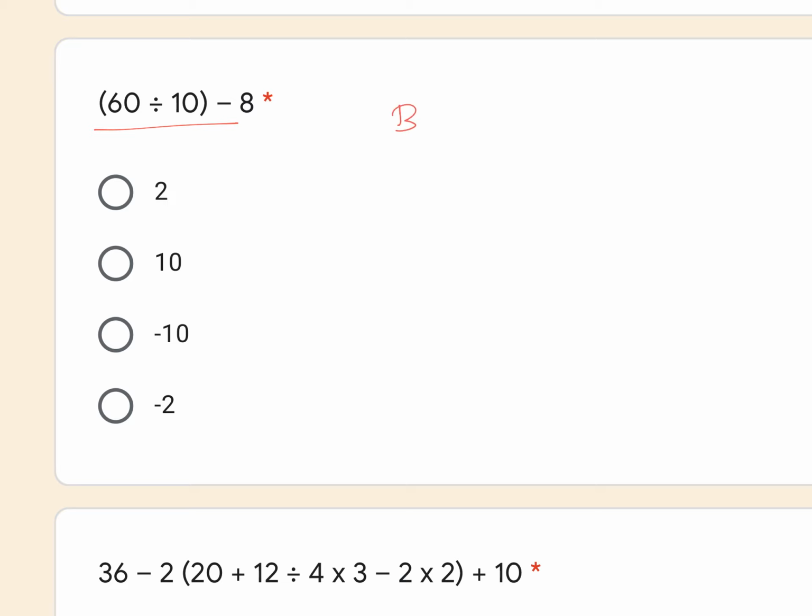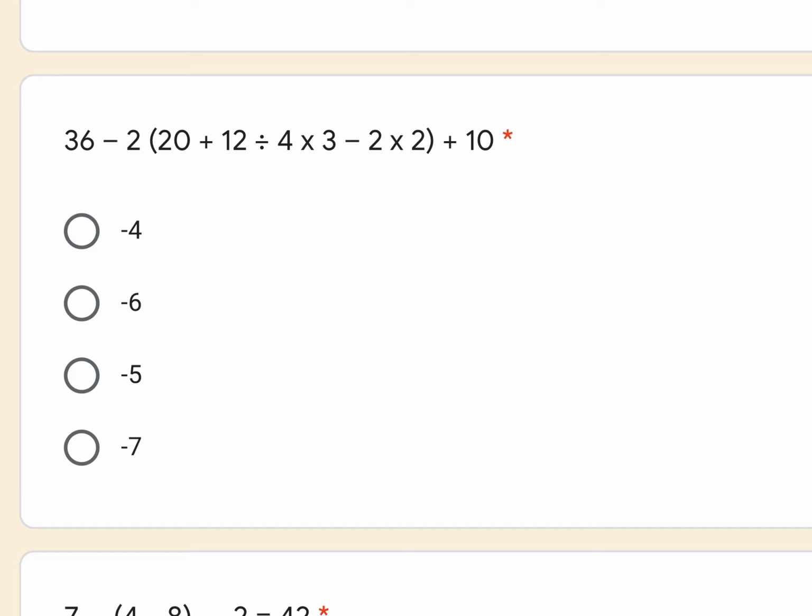So we know the order to be BODMAS. Yes, so what is there in the brackets is to be solved first. So 60 divided by 10 is 6, and we have minus 8. There are no offs, no division, no multiplication, no addition, only subtraction. That is what remains over here. So 6 minus 8 is minus 2.